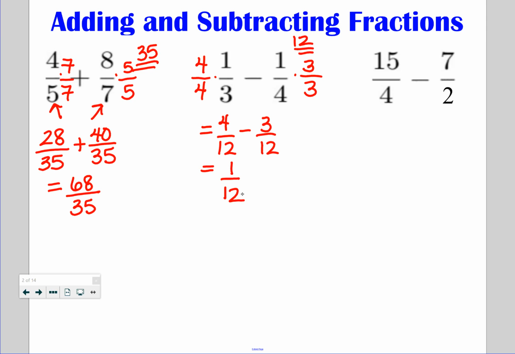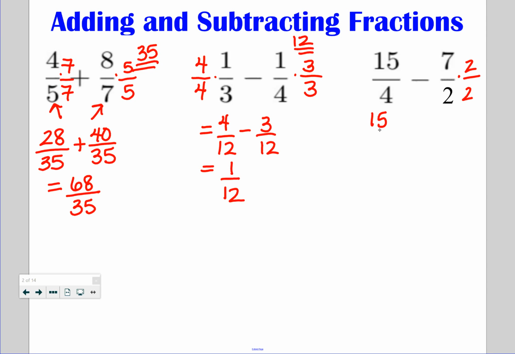One more example. I have 15 over 4 minus 7 over 2. The least common denominator between 4 and 2 is actually written here already. 4 divides evenly into 4 and 2. So that means in this problem, I only have to multiply the second fraction by something to get my common denominator. I need to multiply 2 by 2 to get a 4.